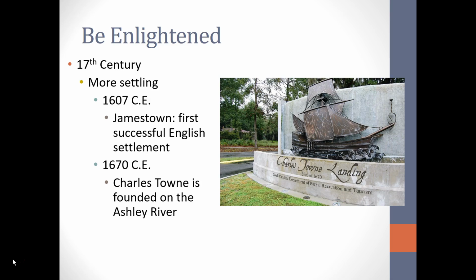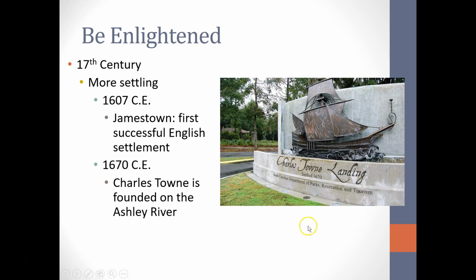Some of you may have heard some about Roanoke and places like that. A little interesting, but the first successful settlement was Jamestown, in current Virginia. They've actually kind of recreated that in Colonial Williamsburg, some interesting places to visit if any of you have done so. But 1670, Charlestown is founded on the Ashley River.